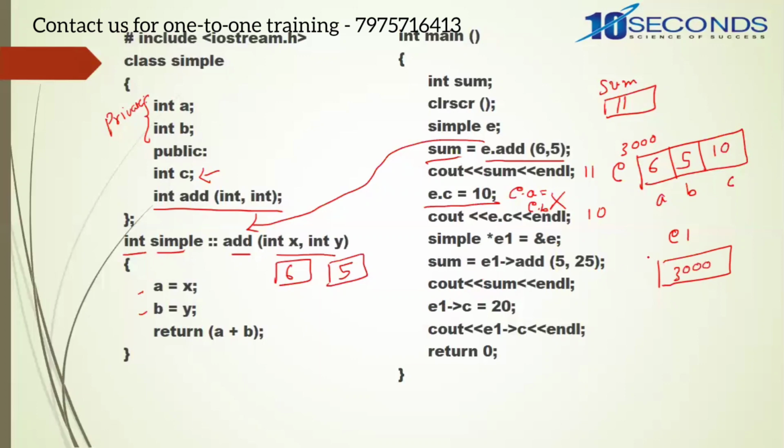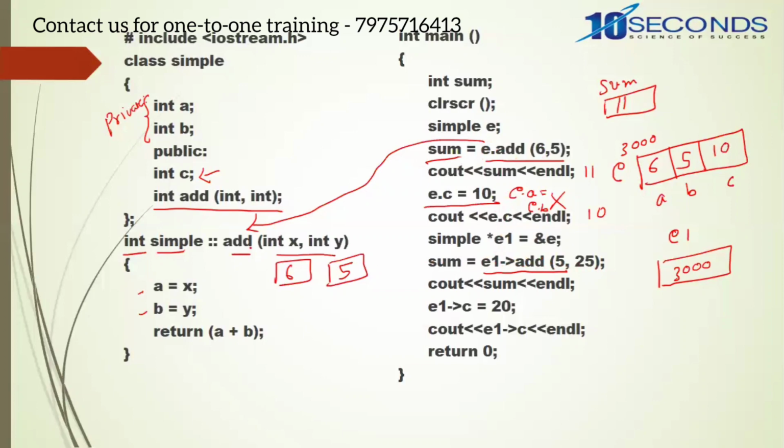Now, with the help of E1, I want to call the member function add. But E1 is not an object. E1 is holding the address of an object. So E1 is nothing but a pointer variable. With the help of a pointer variable, I want to access a member function, then I should use the arrow operator, the pointer to member access operator. So observe the difference between E dot add and E1 arrow operator add. E dot add because E actually is an object, but E1 is a pointer variable which is holding the address of an object. So you have to use the arrow operator. E1 arrow operator add of 5 comma 25.